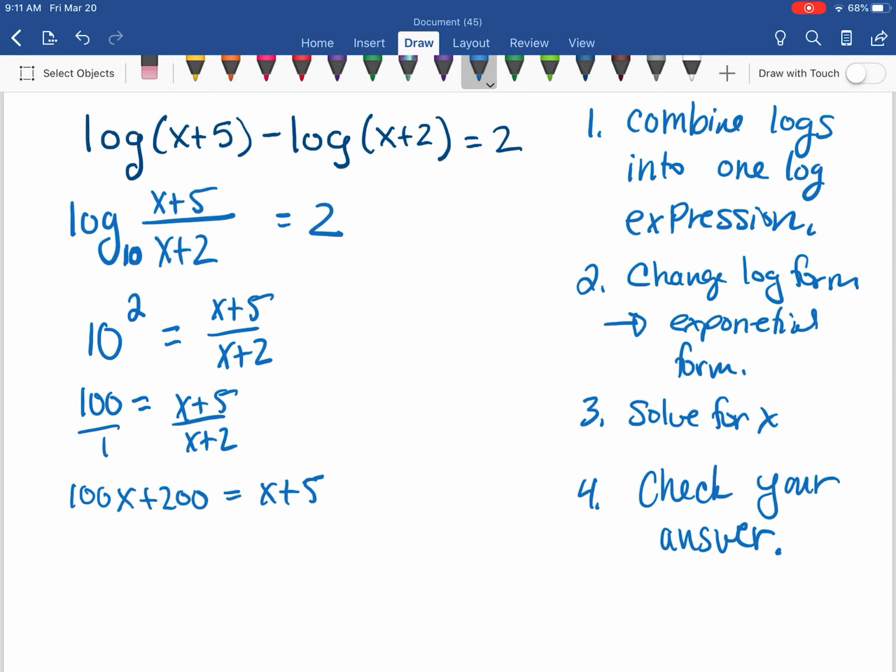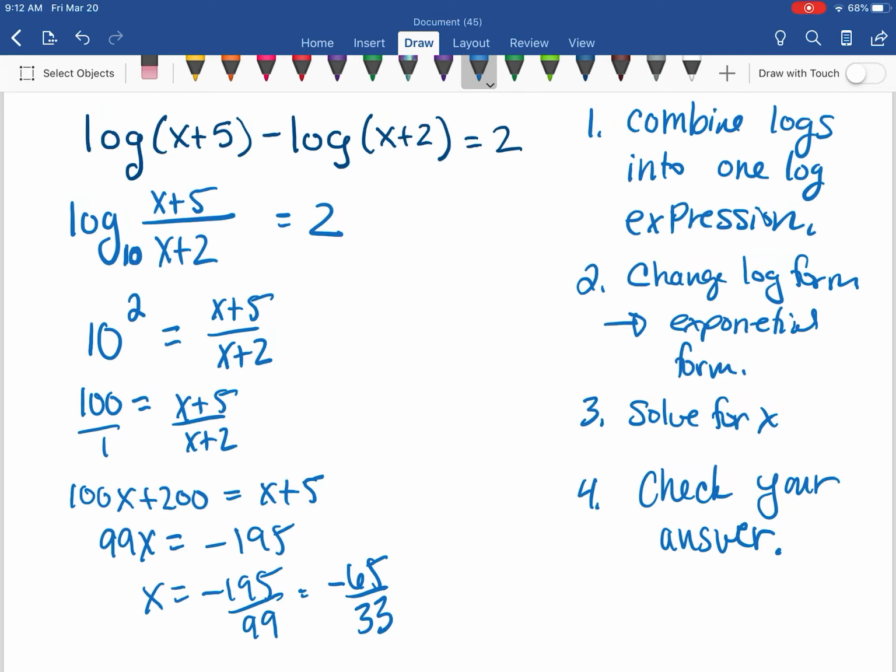Now, when I solve this for x, I'm going to subtract x from both sides and subtract 200 from both sides. So that's going to give me minus 195. And when I solve that, I get 195 over 99. And let's see if we can reduce that. Yep, when we reduce that, we would get negative 65 over 33.